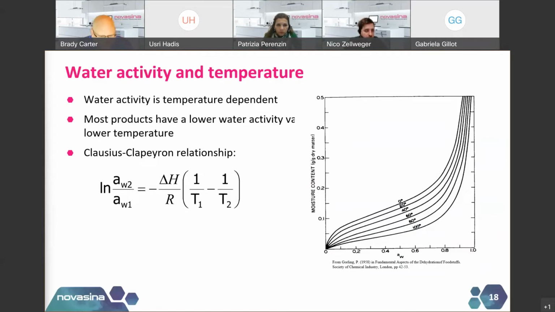But you can see shown here what is called a moisture absorption isotherm. This is water activity versus moisture content. And what you'll see is at a given moisture level, as you increase the temperature, you'll get an increase in water activity. Even though the moisture level itself is not changing, water activity is going up as the temperature increases.